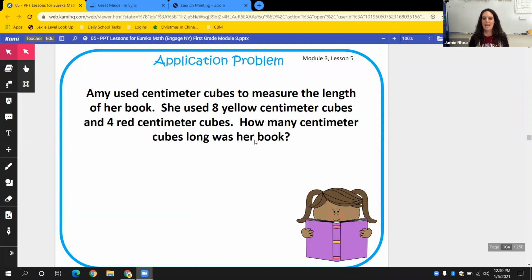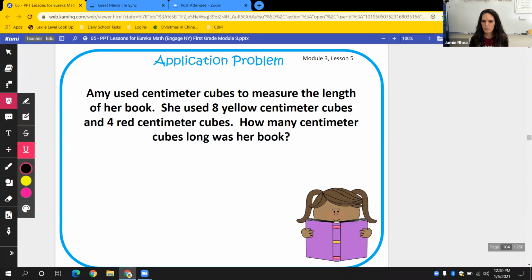Okay, here we go. Amy used centimeter cubes to measure the length of her book. She used 8 yellow centimeter cubes and 4 red centimeter cubes. How many centimeter cubes long was her book? Okay, we read through it. What is it asking us to do? What's our question we have? How many centimeter cubes long was her book? So I'm going to underline it. That's our important question. That's what we have to answer.